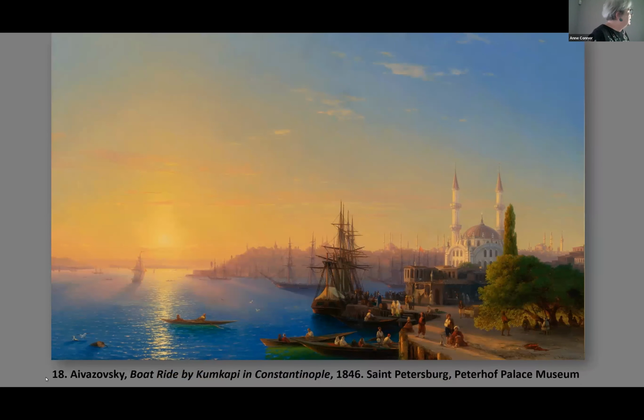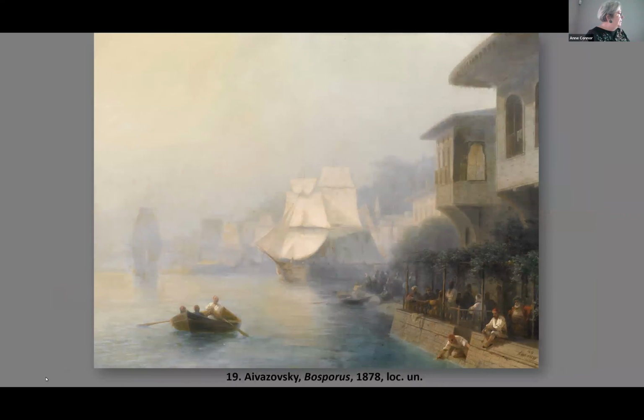Again, we can see here on the other side, Topkapi and then Hagia Sophia and the Blue Mosque. The Bosphorus being that strait that goes from the Dardanelles to the Black Sea. Beautiful scene with that fog masking some of the beautiful ships there.